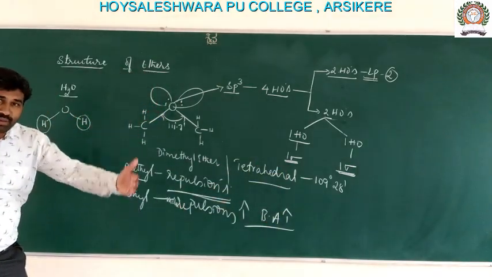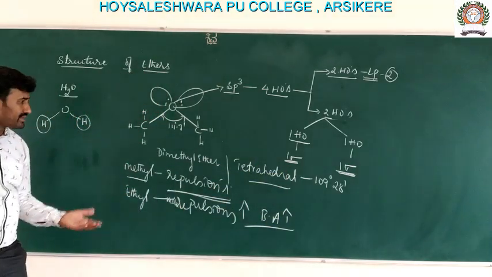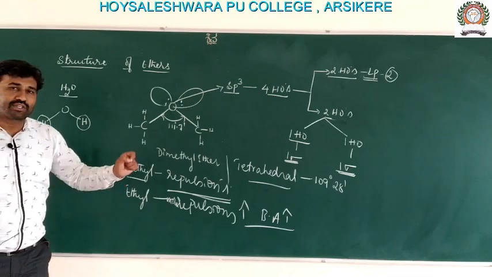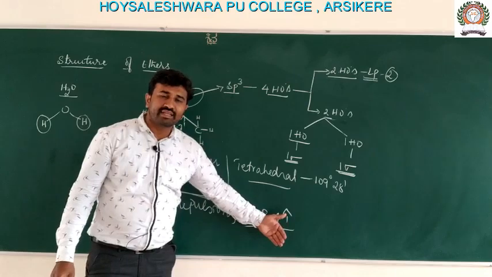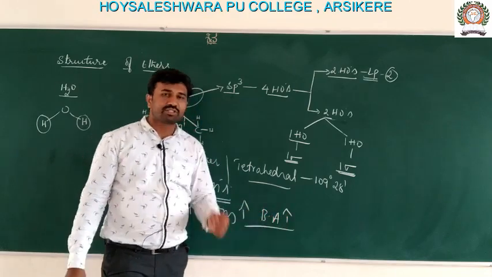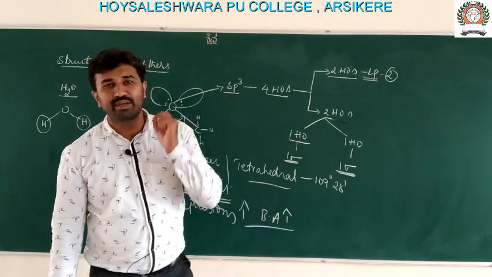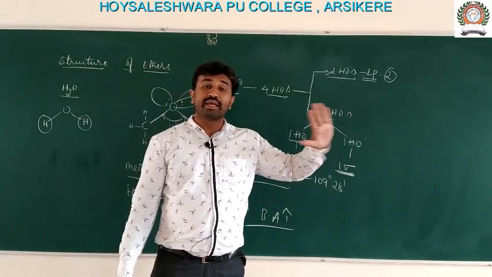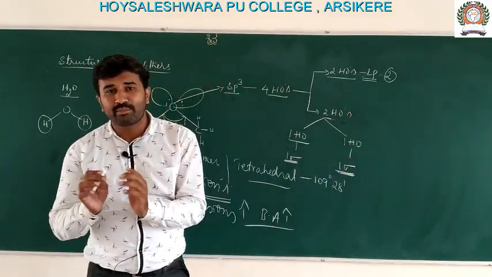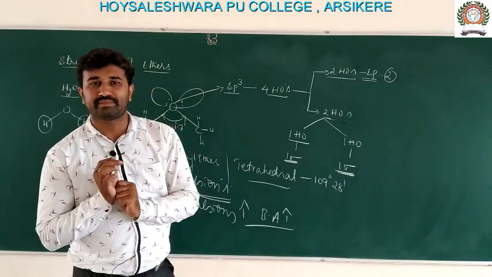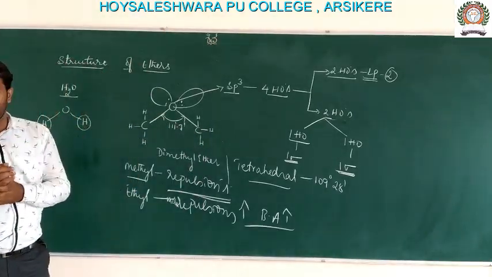If we have propyl, propyl means CH3, CH2, CH2, the repulsions are more and directly it influences the bond angle to be also more. In simple words, bulkier groups increase repulsion among themselves, making the bond angle also high. Okay, that is a very important point.